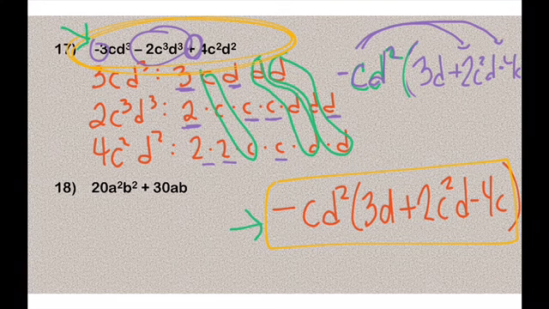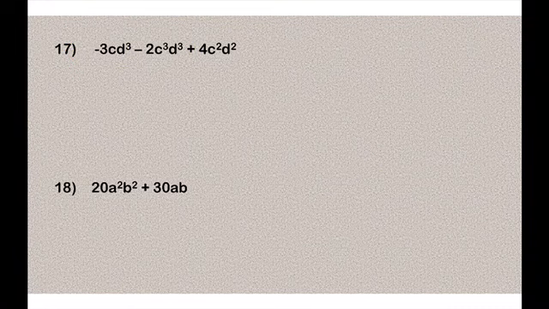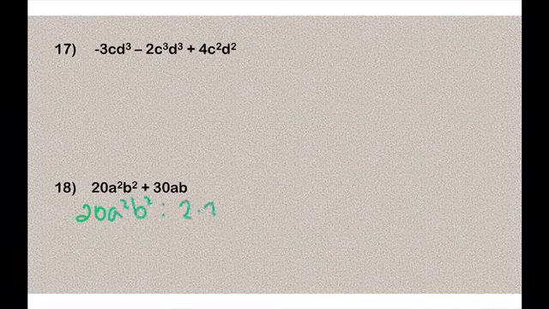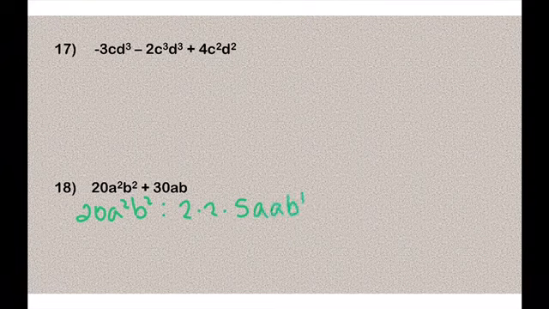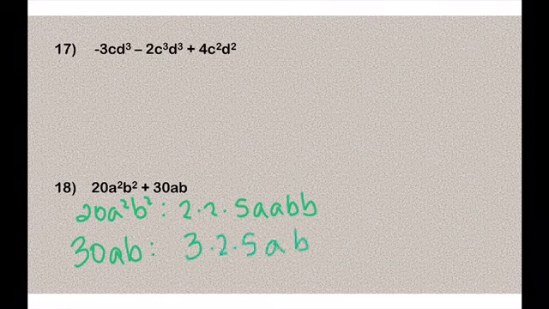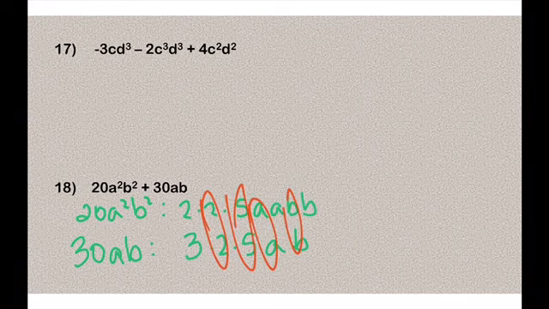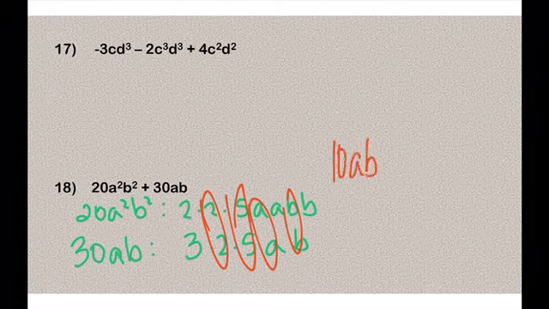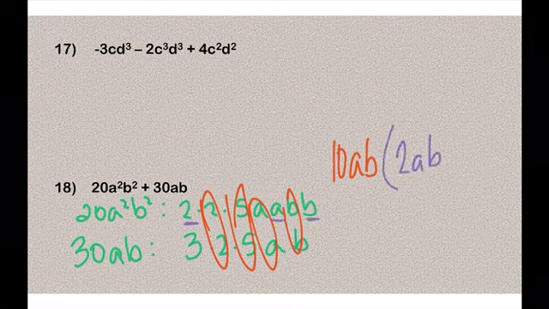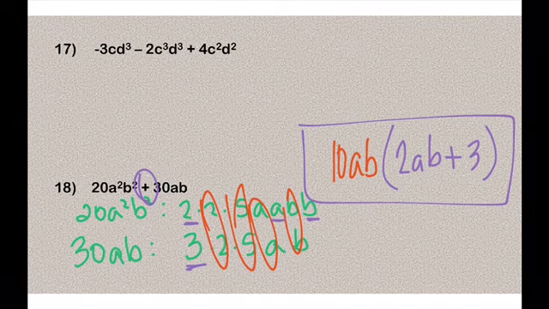Okay, the last problem, number 18. So 20 is 2 times 10, and then a to the second, b to the second, and 30 is 3 times 10, a, b. So what do they have in common? They have 2 times 5, A and B. So 2 times 5 is 10 A B. Okay, what do they have left over? They have 2 A B on the first one. There's a plus sign. And 3 on the last one. That's your answer.